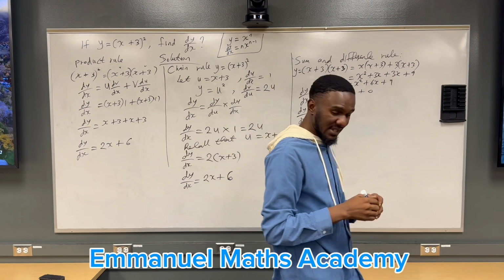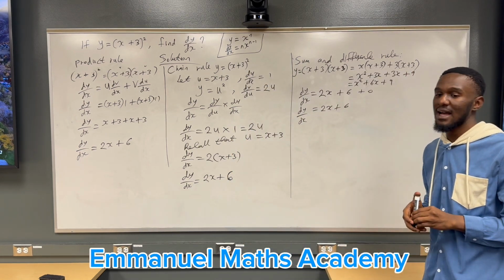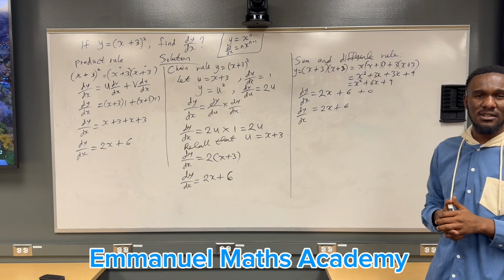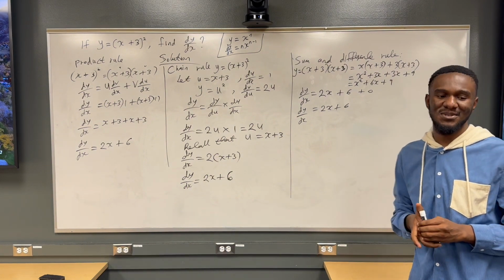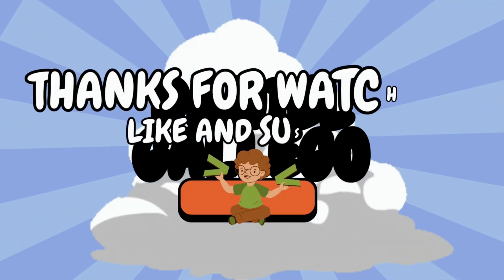So which one is the easiest? Which of the rules is the easiest among the three? Just tell me in the comment section. Thank you.